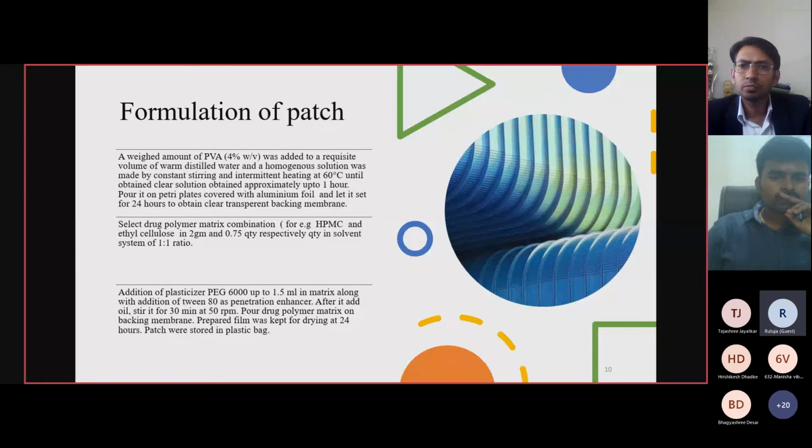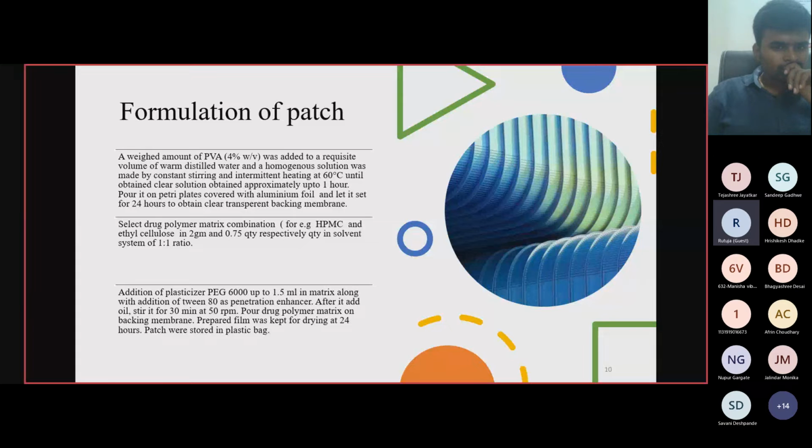Then the overall solution is stirred for 30 minutes at 50 rpm, and the polymer matrix is poured on the backing membranes, and the films that were prepared were kept for drying for 24 hours, and the patches were stored in plastic bags.